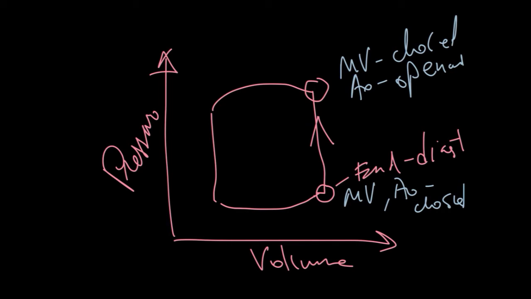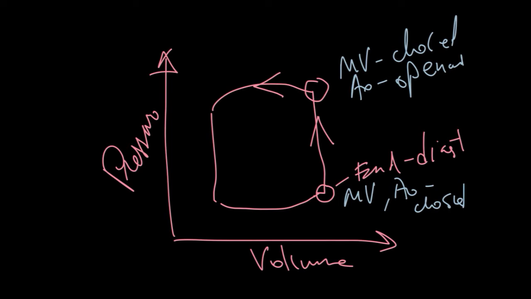So now that you have the aortic valve open, you have the ejection phase. So we're going to move on this curve going this way. There's clearly change in volume, because if you look at the x-axis, as you move on this curve from right to left, your volume goes down. And this is your ejection phase, where the blood leaves the left ventricle and goes out into the aorta.